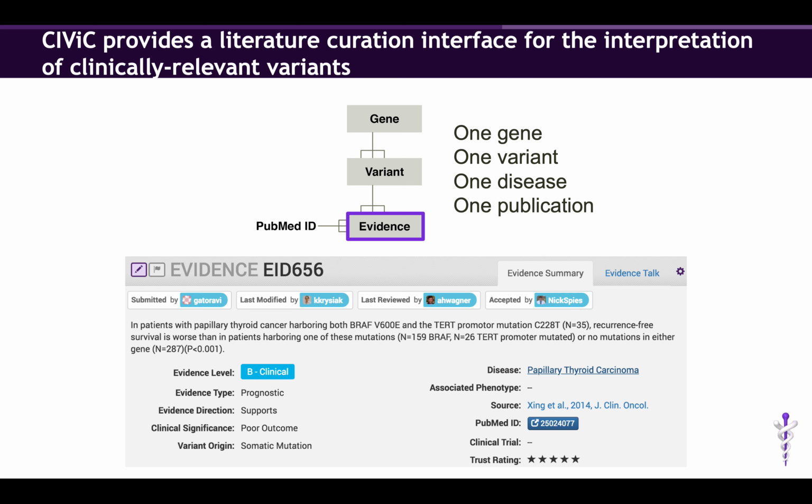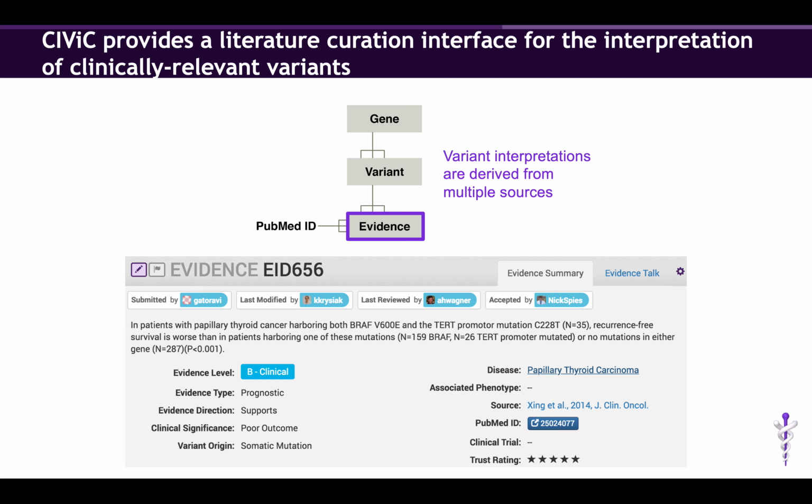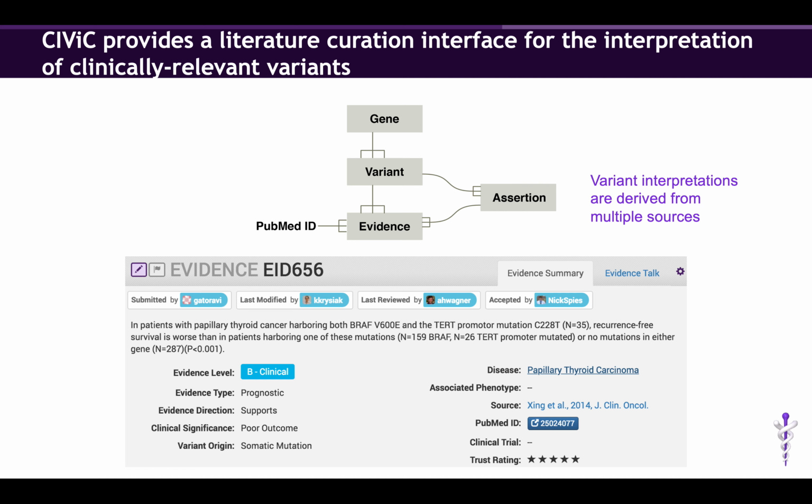Each evidence item, like the one shown, represents one gene, one variant, one disease derived from one publication. However, variant interpretations are not based on a single publication and not necessarily a single variant. Building on what we had created, we sought to develop a new entity, which we call assertions, and develop the protocols to combine this structured information.